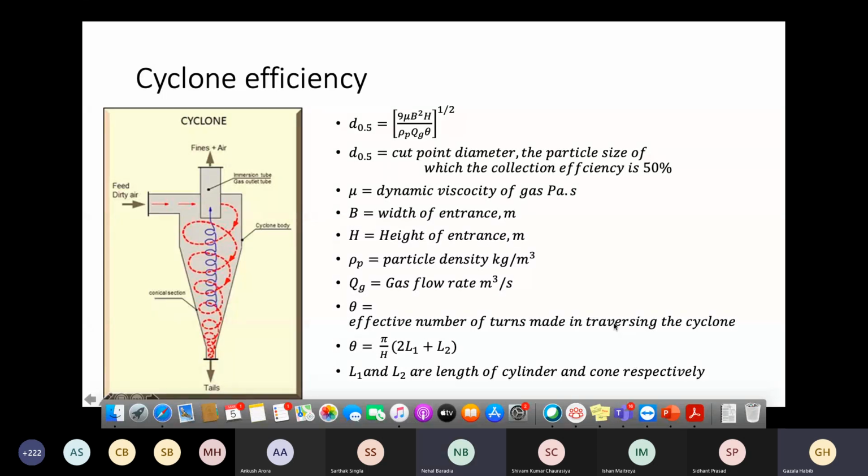Ma'am, as you told, it will depend upon the size of the particle, which type of cyclone we have to use. So, ma'am, for small size particles, we have to use a small cyclone or a large cyclone? No, no. See, for a small size particle, say for example PM, it depends not only on the size of the particle but also on the gas flow rate.